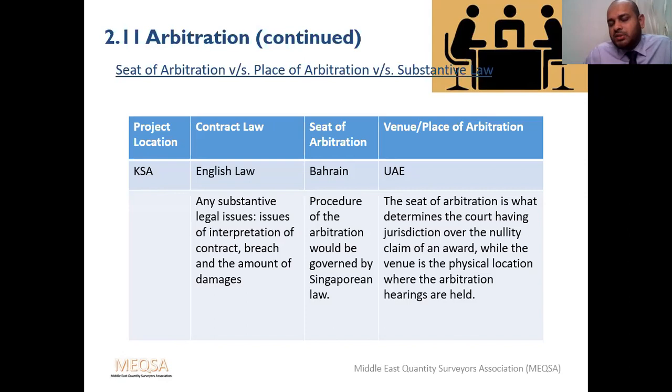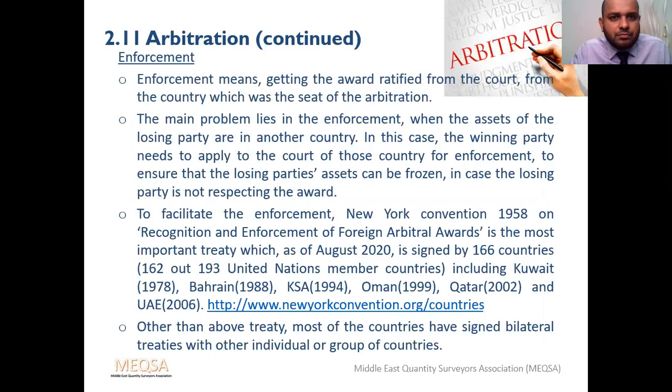So these are the main areas, key things you should understand: the arbitration and the language. Of course, it's mostly English arbitration, very few cases in Arabic, very few. In construction, you can say no, as per my knowledge. Okay, enforcement, I already discussed.